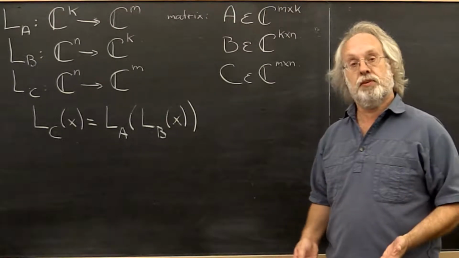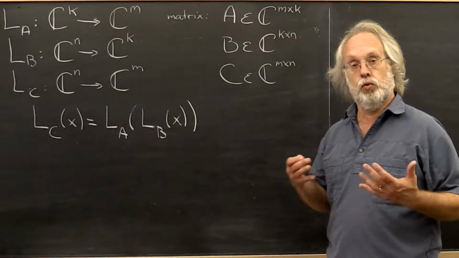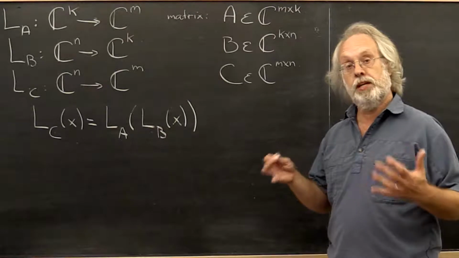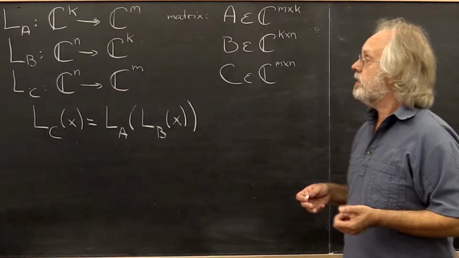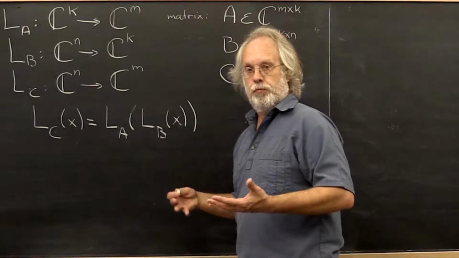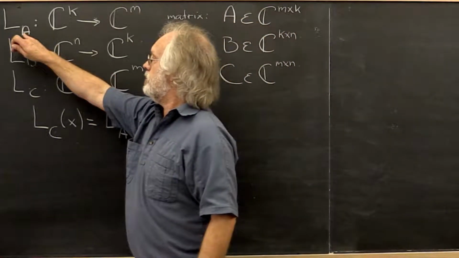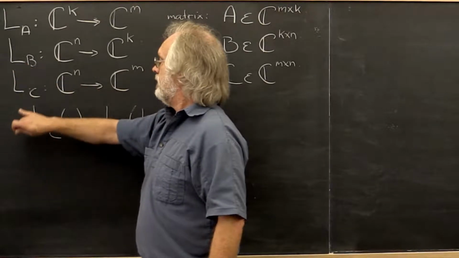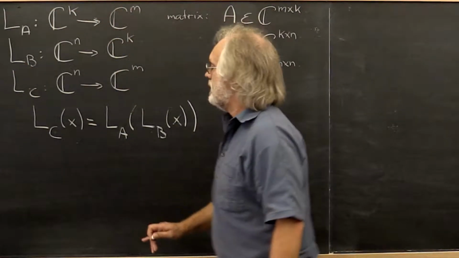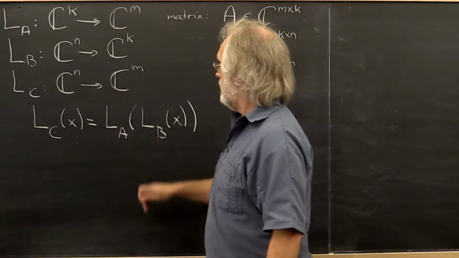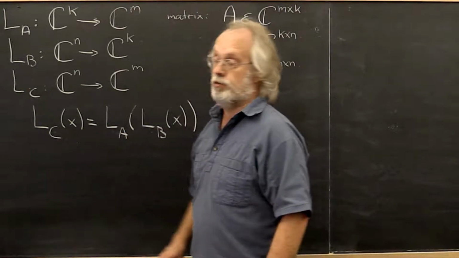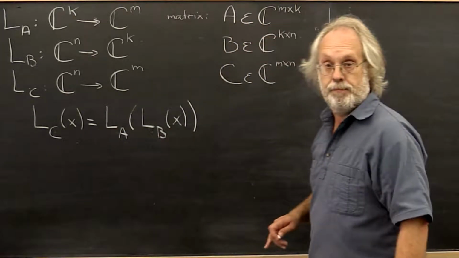There's one more property that we would like the norms that we work with, the matrix norms, to have, that not all matrix norms do have. Let me illustrate. Let's go back to linear transformations. So we have linear transformations LA, LB, LC, taking vectors from one size to another size, but in such a way that you can compose LA with LB to create the linear transformation LC.